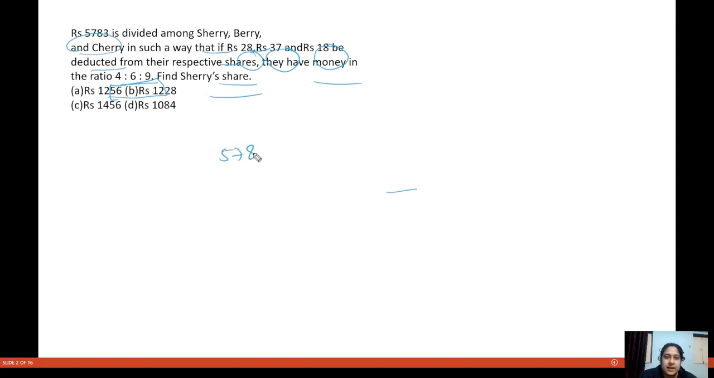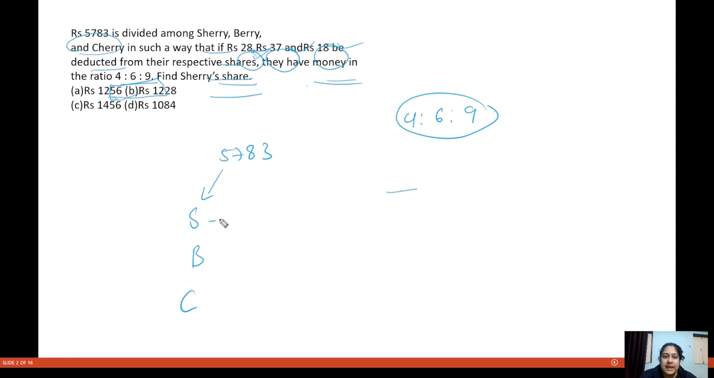Now, what this question is saying is that rupees 5783 is divided among Sherry, Berry, and Cherry in such a way that if rupees 28, 37, and 18 be deducted from their respective shares, they have the money in the ratio 4 is to 6 is to 9. Find Sherry's share. So let us take Sherry's share as S, Berry's share as B, and Cherry's share as C.